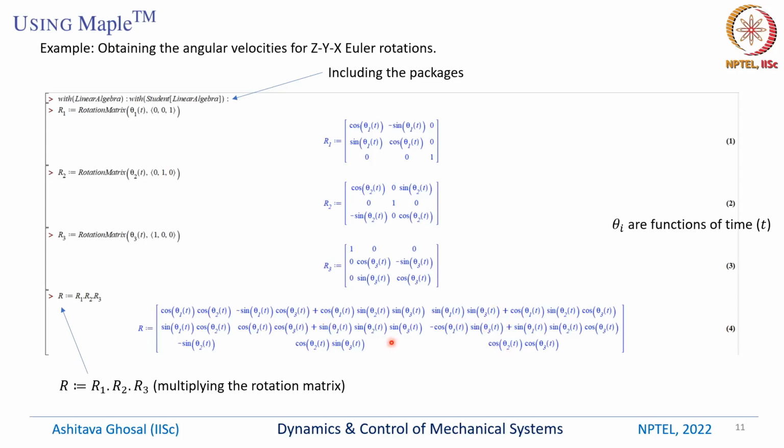You can go back to your notes and see that this is exactly what we had written in the text when we were looking at Euler angles. So as you can see, with these three steps and one more which is here, I can find the rotation matrix corresponding to z, y, x Euler rotations.